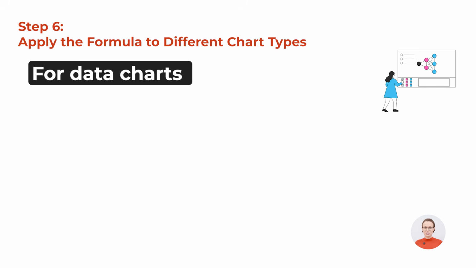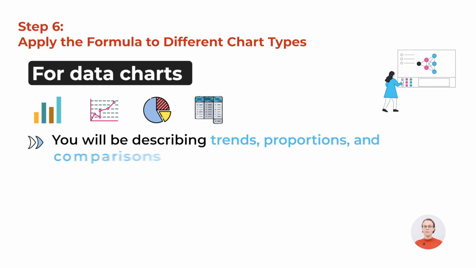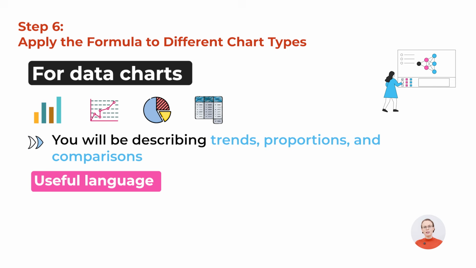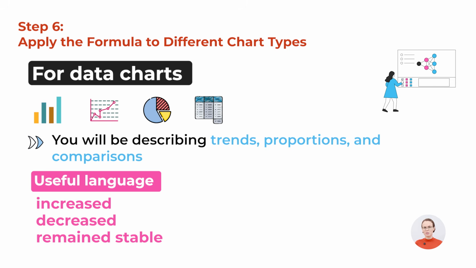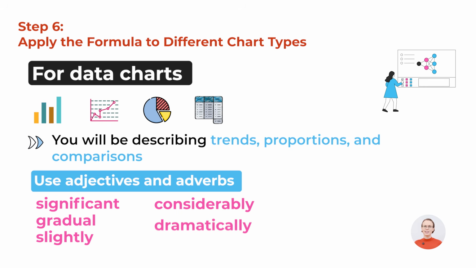For data charts such as bar charts, line graphs, pie charts, and tables, you will be describing trends, proportions, and comparisons. Useful language for these charts includes verbs like increased, decreased, remained stable, fluctuated, peaked, and fell sharply. You can also use adjectives and adverbs like significant, gradual, slightly, considerably, and dramatically to describe how much something changed.